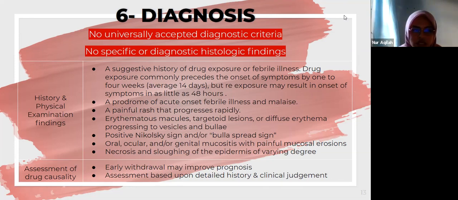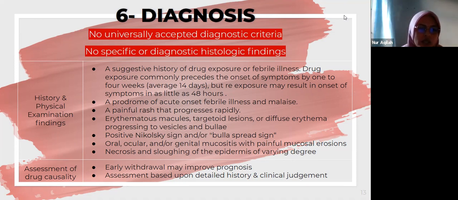So upon history taking, a suggestive history of drug exposure or febrile illness. The drug exposure commonly precedes the onset of the symptoms by 1 to 4 weeks, on average 14 days. But re-exposure may result in onset of symptoms in as little as 48 hours. Re-exposure means that they have been exposed before to the same drugs, and then they had their reactions, but then they take the drugs again. So the onset of the symptoms is shorter compared to the first exposure.